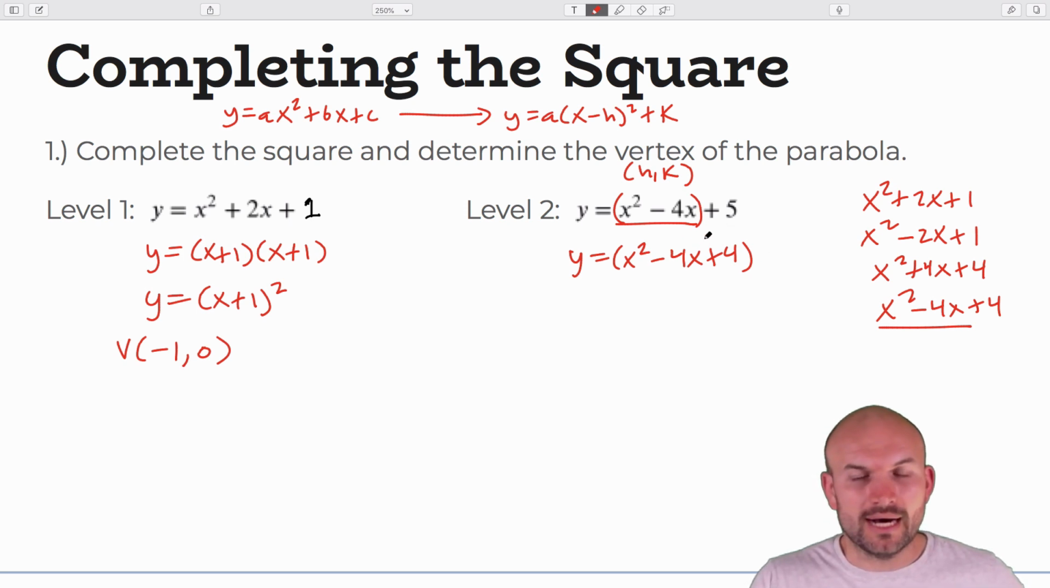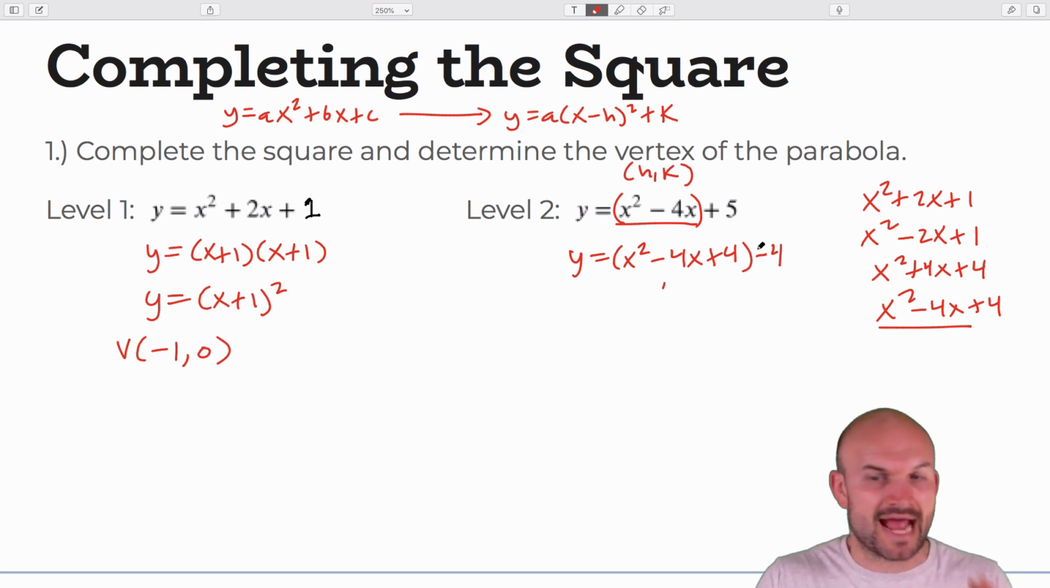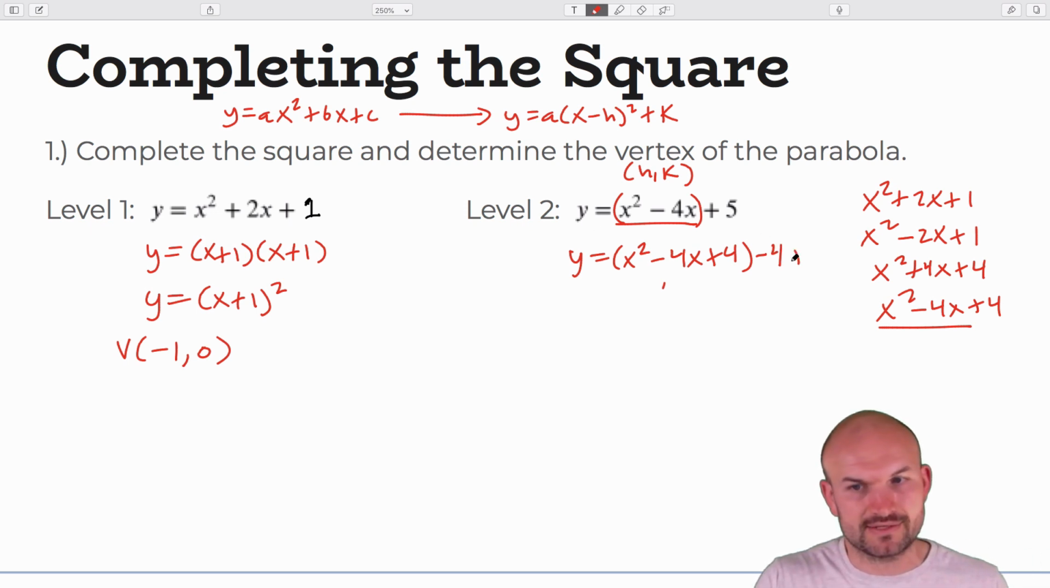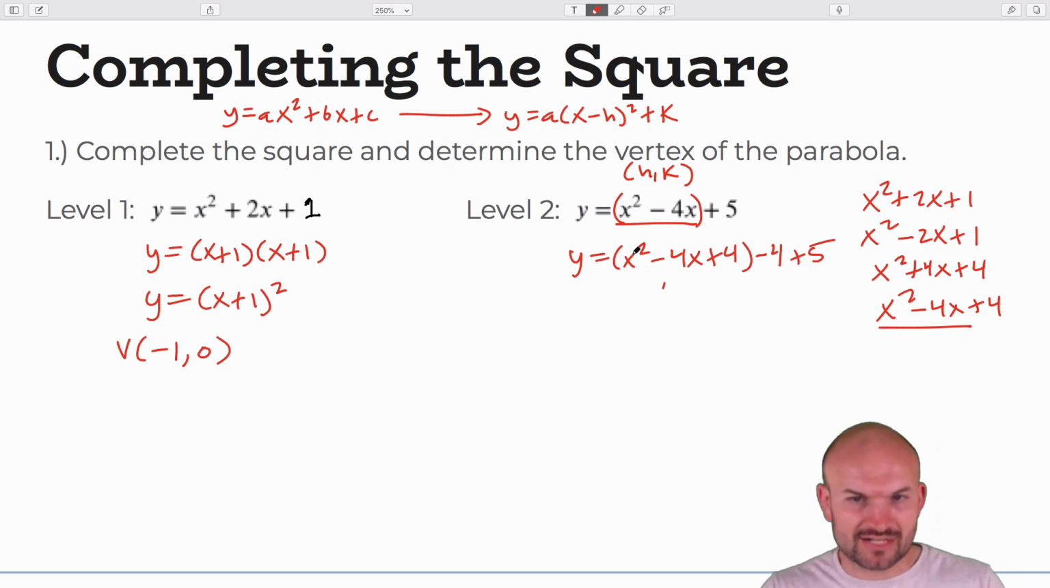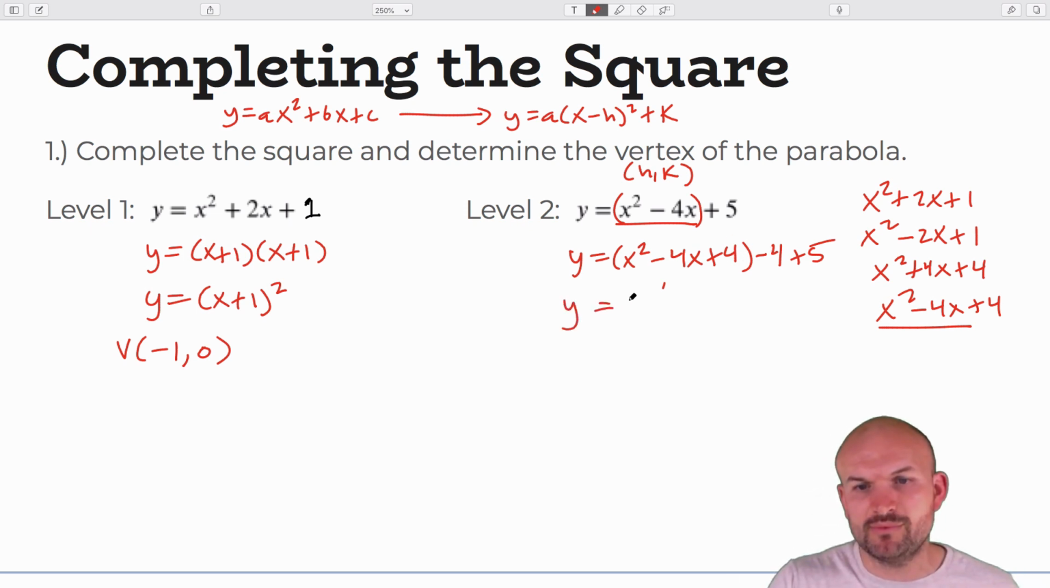So now I can rewrite that as a binomial squared, but we have to stop and realize we just can't randomly add a number to an equation here. We have to make sure if we're adding a number that we either add it on both sides or add and subtract it. So remember, you still have the 5. So I'm going to add a 4 and I'm going to subtract a 4. However, with this perfect square trinomial, I can rewrite that as an (x minus 2) quantity squared, and then negative 4 plus 5 is going to be a positive 1.